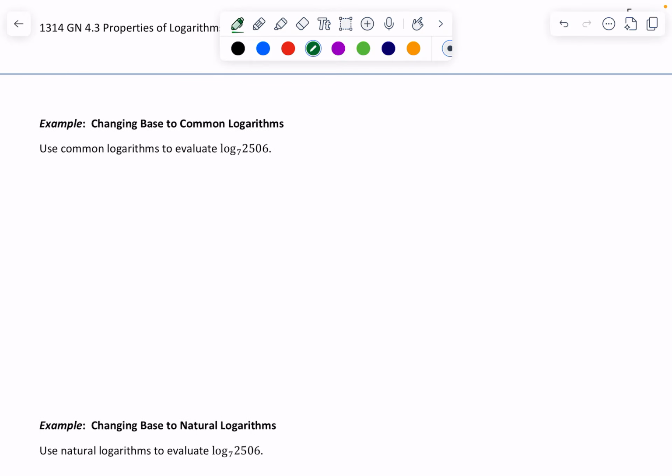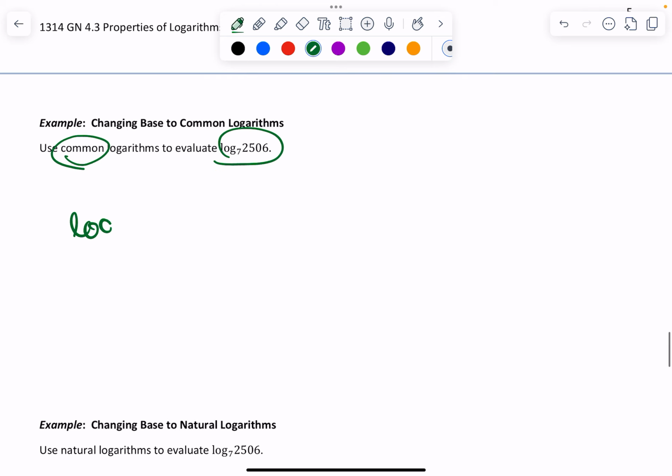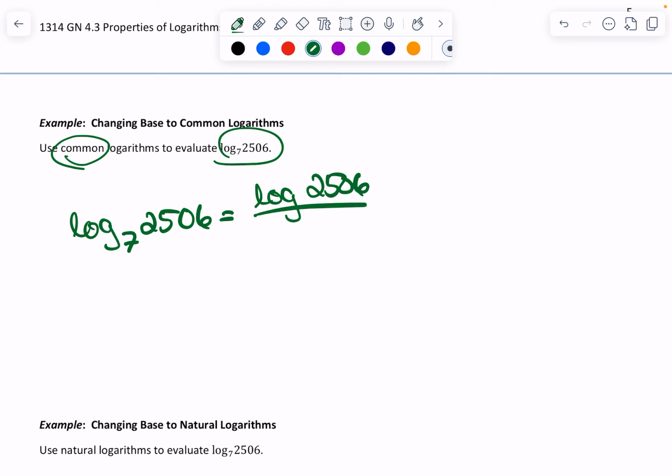So we are going to use the common log to evaluate this one right here. So we've got log with base 7 of 2,506. Now we're just going to rewrite this as the common log of 2,506 divided by the common log of 7. Now we can plug it in the calculator using the common log button and we get 4.02.